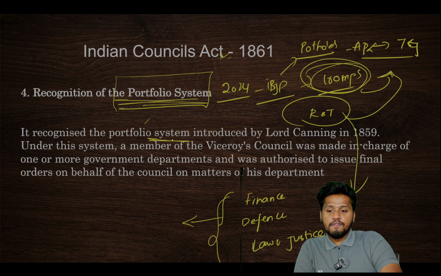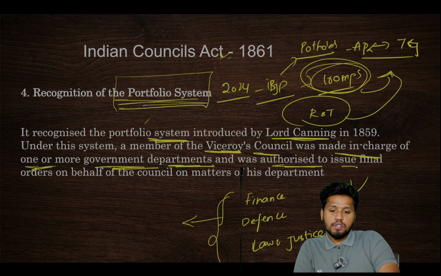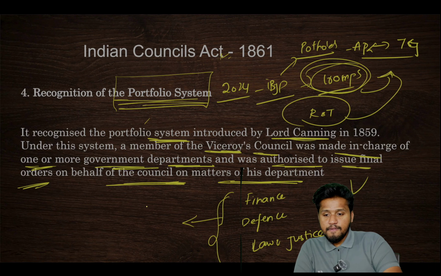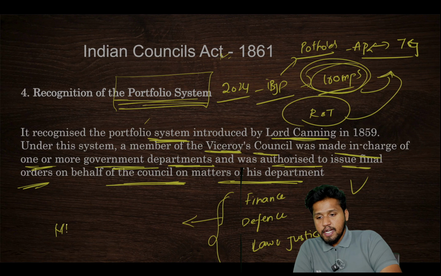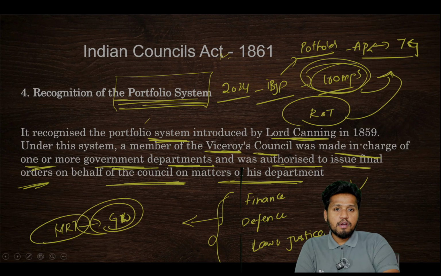It recognized the portfolio system introduced by Lord Canning in the year 1859. Under this system, a member of Viceroy's Council was made in charge of one or more government departments and was authorized to issue final orders on behalf of the council on matters of his department, meaning, for example, the Ministry of Road and Transport. Below this ministry, there are some ground workers who check the road conditions, right?